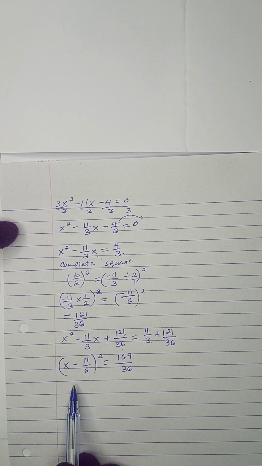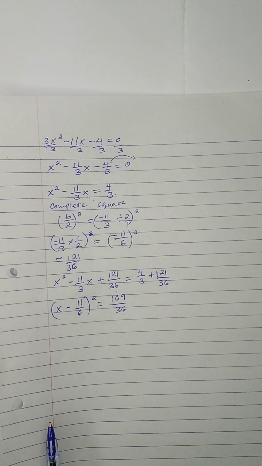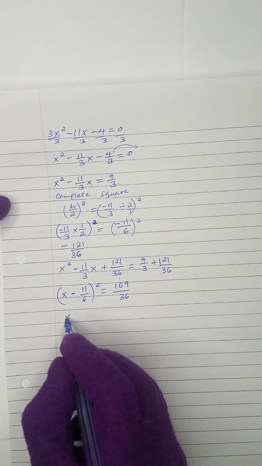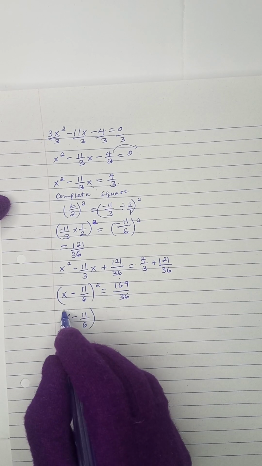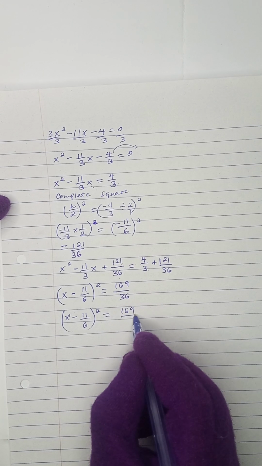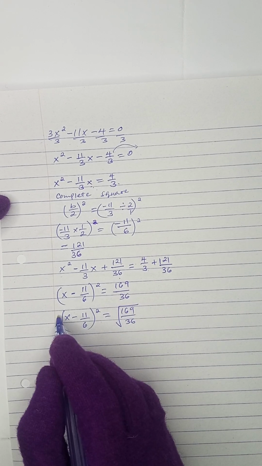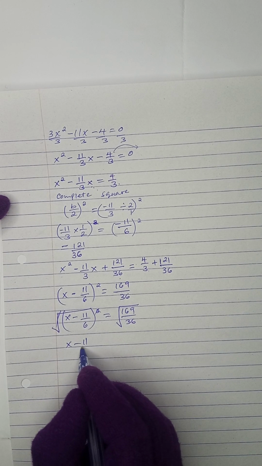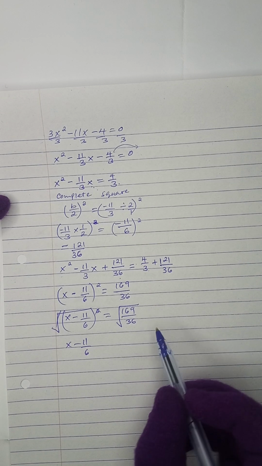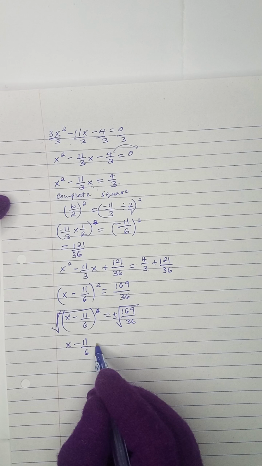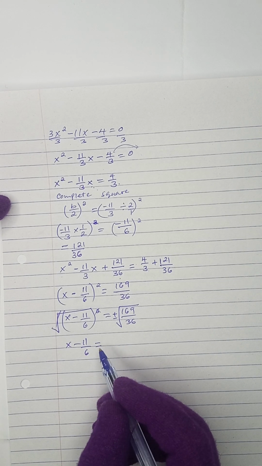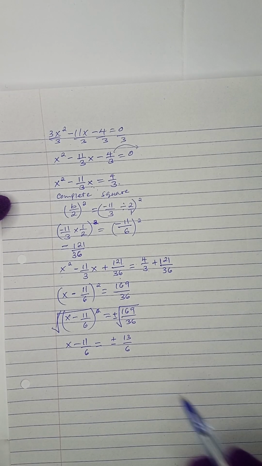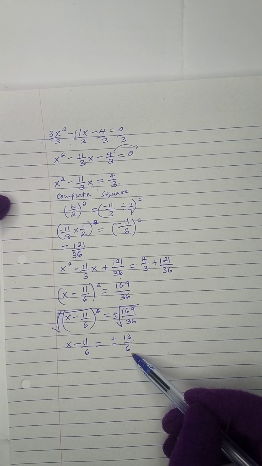Then to find the value of x, we first remove the square by finding the square root of both sides. So x minus 11 all over 6, all squared, is equal to 169 all over 36. You find the square root of both sides. The square cancels the square root, so we'll have x minus 11 all over 6. But anytime you're finding the square root, you'll have a positive and a negative answer. So the square root will give us positive or negative 13 all over 6, because the square root of 169 is 13 and the square root of 36 is 6.